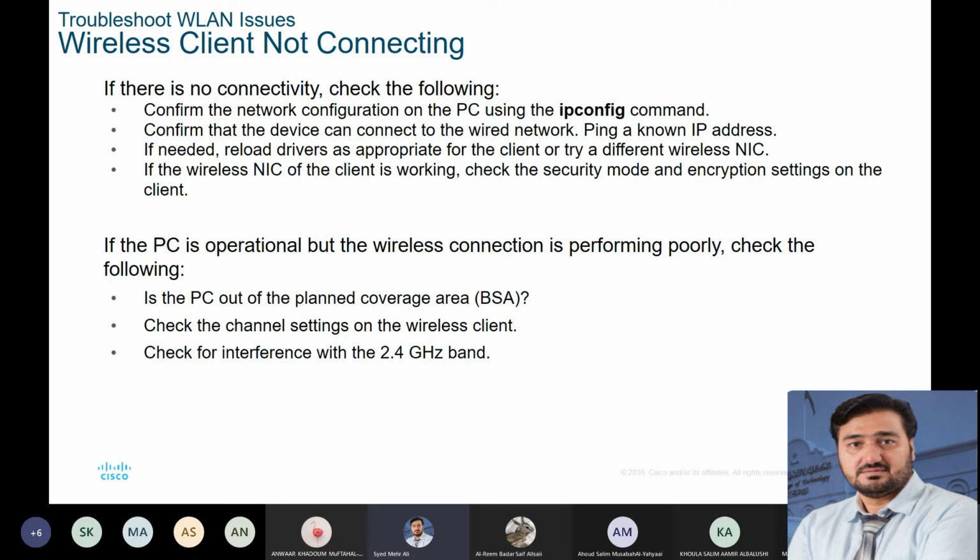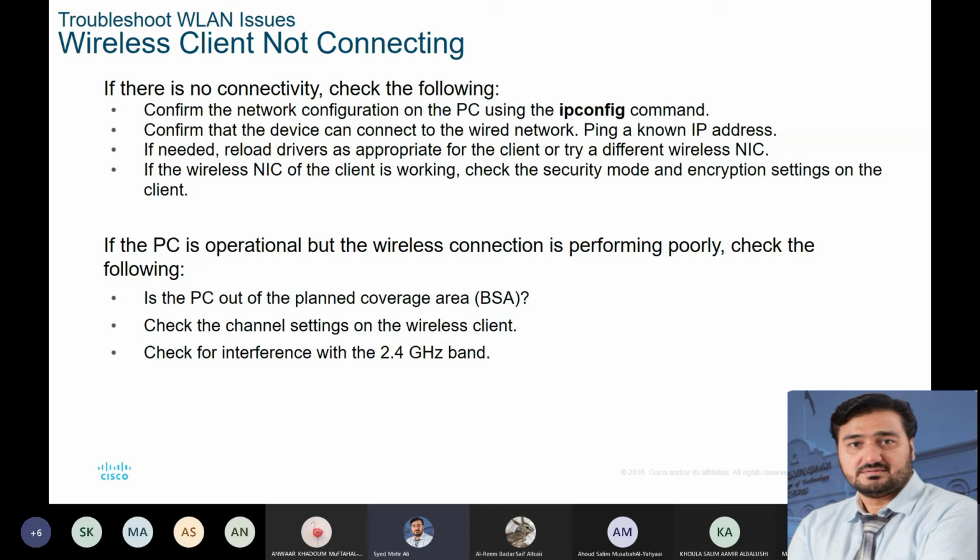Now, the second issue: the PC is operational, but the wireless connection is performing poorly. Check the following. What are the steps? Is the PC out of the coverage area? Check the signal strength. How much signal are you getting? If it is out of the coverage area and you are getting very little signal, it means definitely it will be slow.